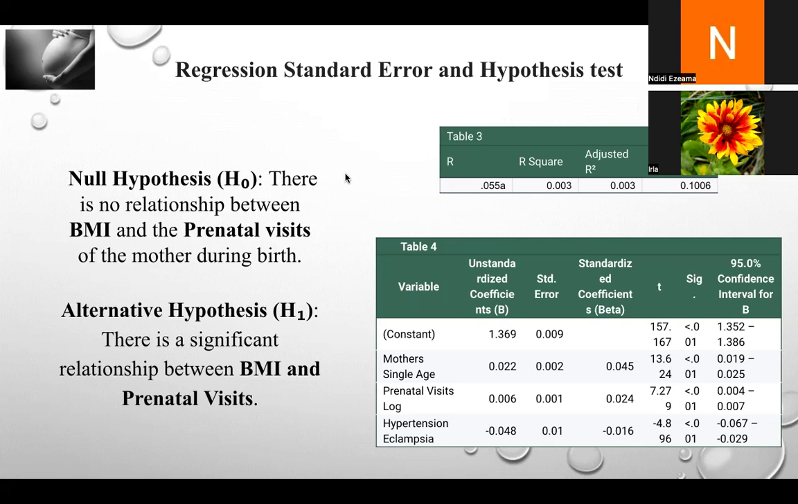And here, when we look at our model summary in table 3, R2 indicates a value of 0.3%, meaning that only 0.3% of the BMI of the mother can be determined by the number of prenatal visits the mother has during pregnancy. This also tells us that prenatal visits may not be a very strong predictor of BMI of the mother.